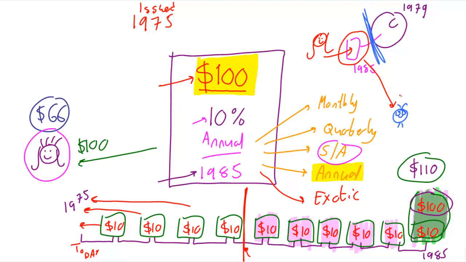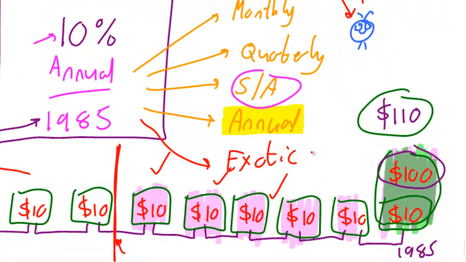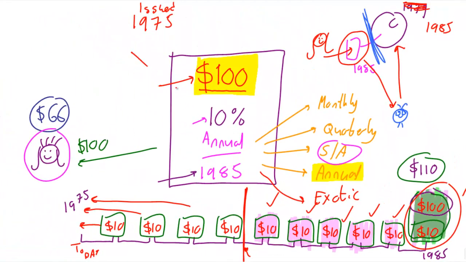And then let's say he keeps hold of it, and the year changes to 1985, then the company will have paid him all of these cash flows, and then they will pay him that final cash flow of 110 as well in 1985, and then the bond will cease to exist.